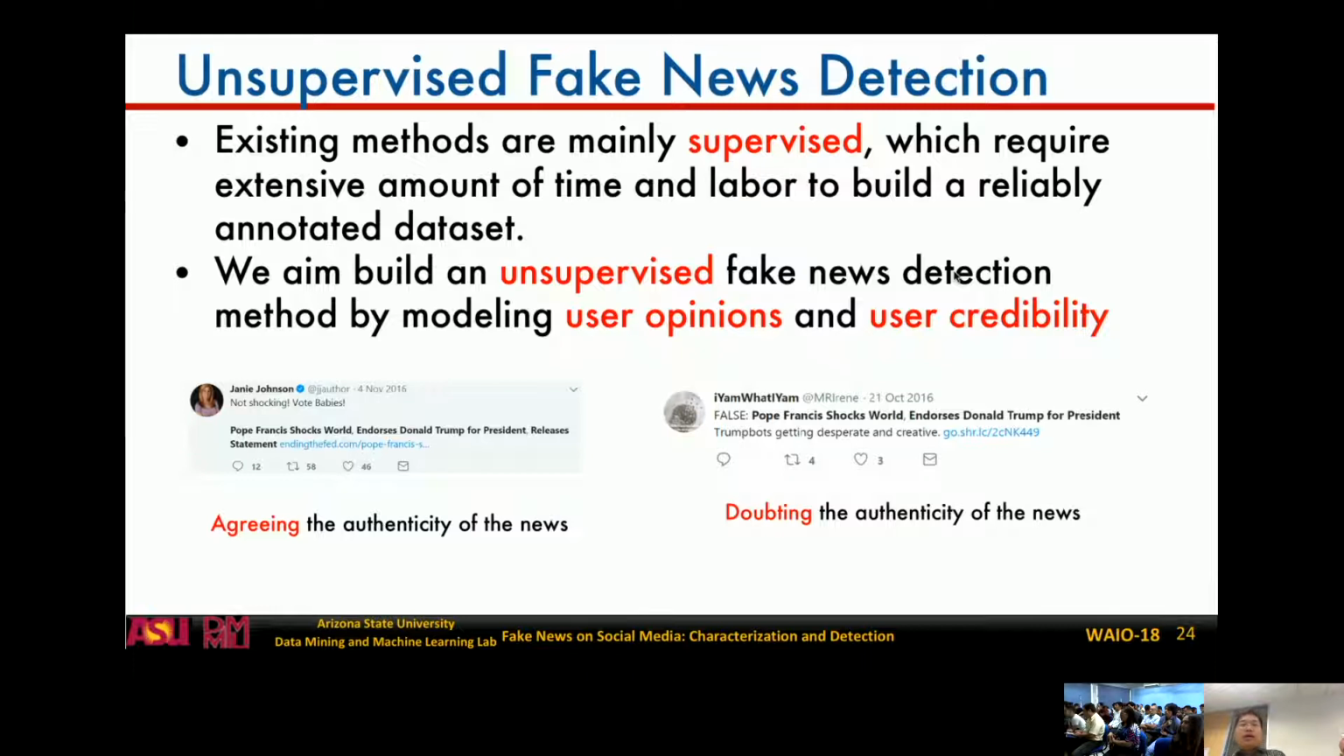As I mentioned, users on social media can express their own opinions towards specific news pieces, right? For example, on the left side, there's a tweet talking about some news piece, and the user agrees with this news. They express an agreeing viewpoint. On the right side, you can see a tweet where the user says that this news is false, so basically he expressed his doubting opinion. So we try to utilize these users' opinions as signals to indirectly detect fake news.